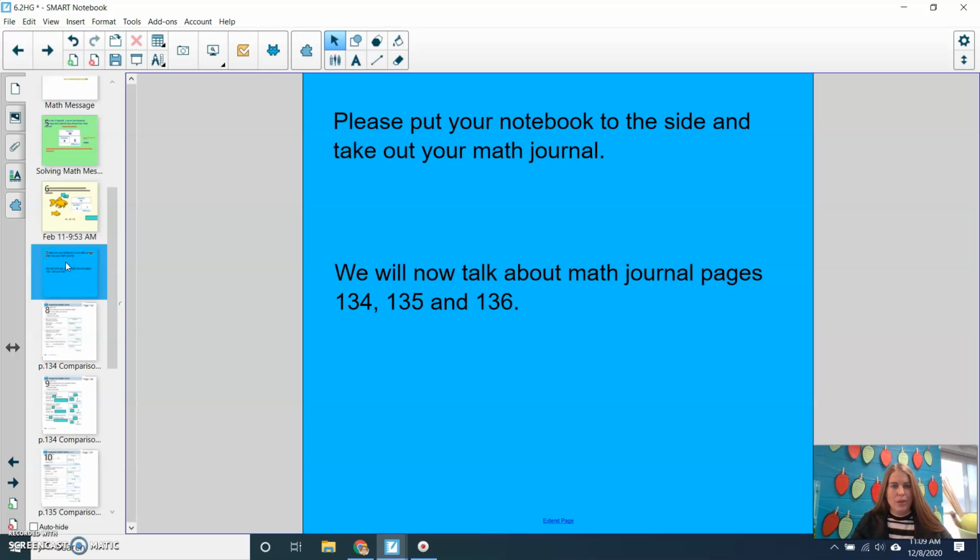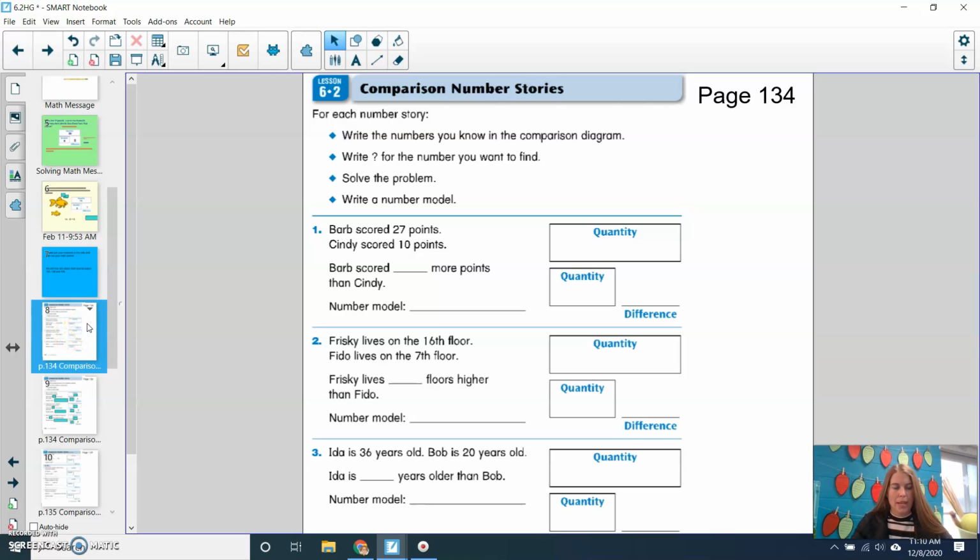So if you can put your notebook or your whiteboard to the side and now open up your math journal. We'll first talk about page 134. These are comparison number stories where we're going to write the numbers you know in the comparison diagram. We'll put a question mark for the number you want to find. Lots of times it's going to be the difference, but sometimes it'll be one of the quantities that we're trying to find. Then we'll solve the problem and write a number model.